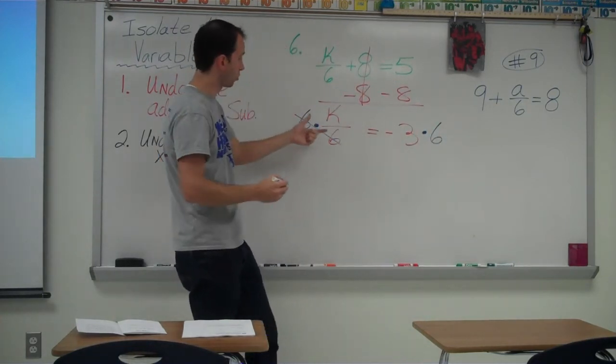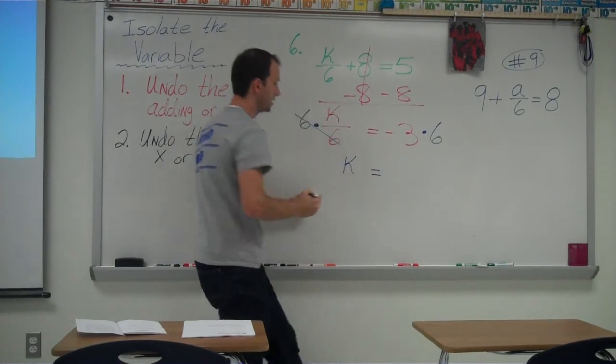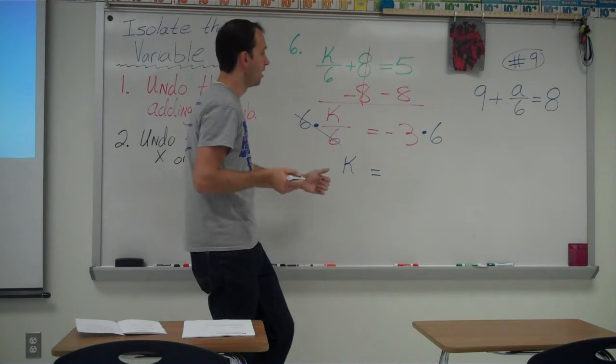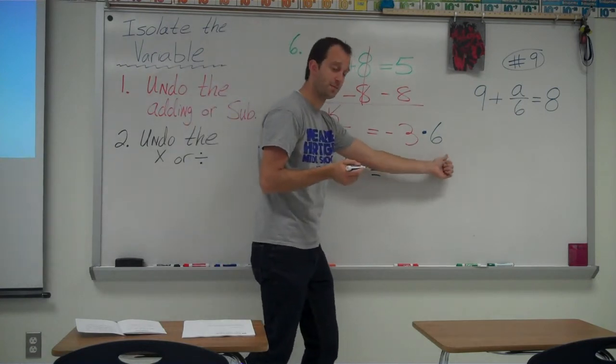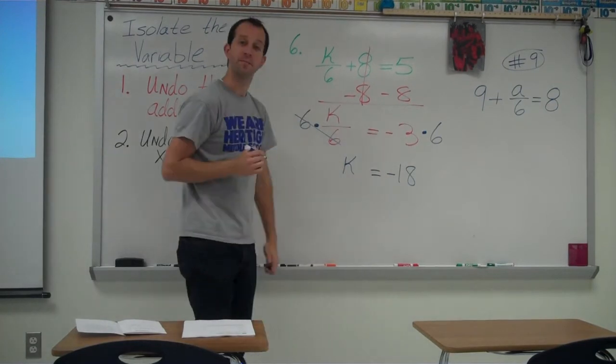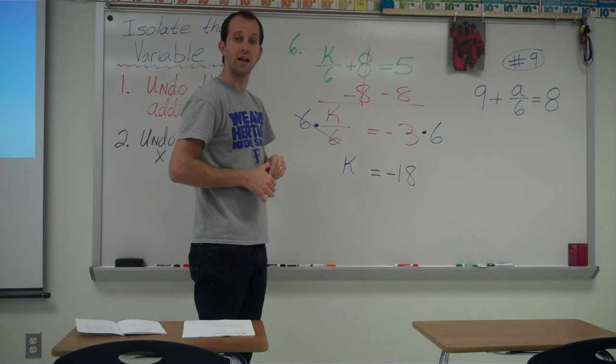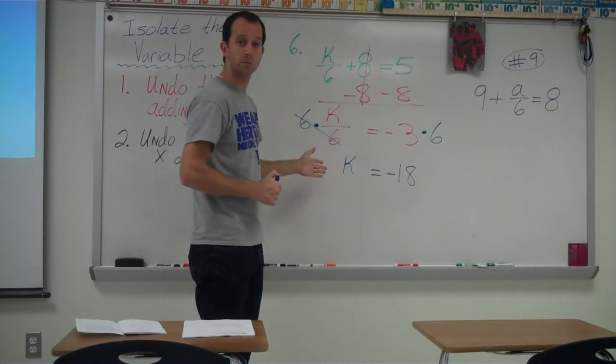We did that on purpose. Great. All that's left on this side is k. Yay! On the other side, negative 3 times 6 is negative 18. And that's a fairly basic one that we did a lot like in class. Hopefully that made some good sense to you.